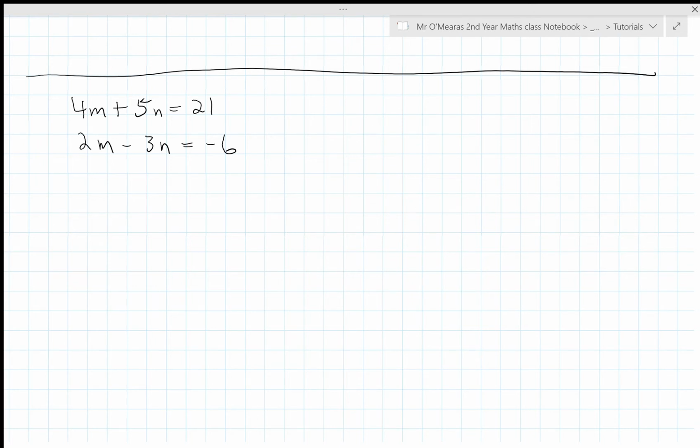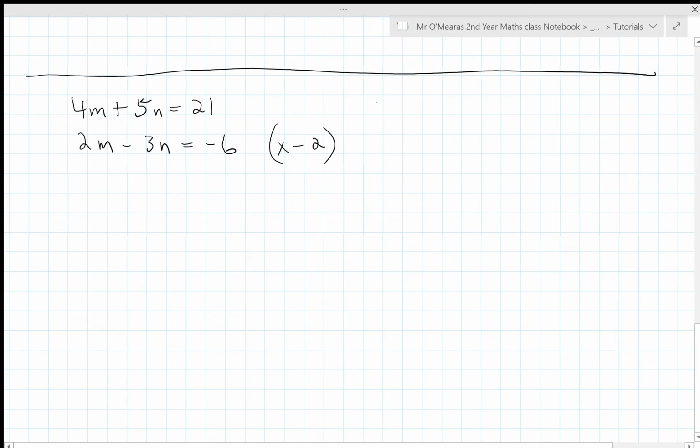In this situation, you can see that you have 4m and 2m. If I just multiply the bottom line by minus 2, I would be able to eliminate the m's. For me to eliminate the n's, I would need to multiply the top line by 3 and the bottom line by minus 5. So it's a bit more work. Perfectly acceptable to do that, but we're just going to eliminate the m's. So we're going to multiply by minus 2.